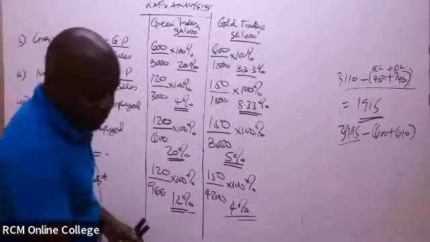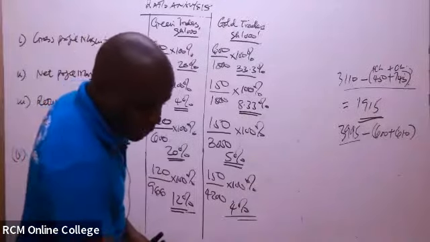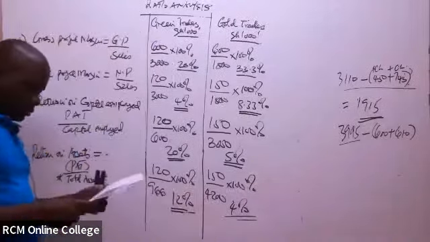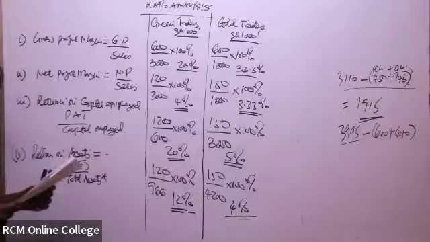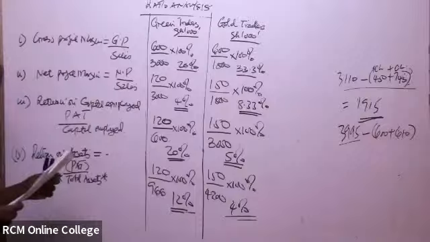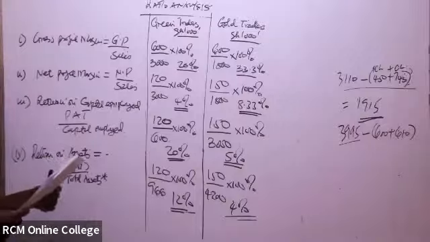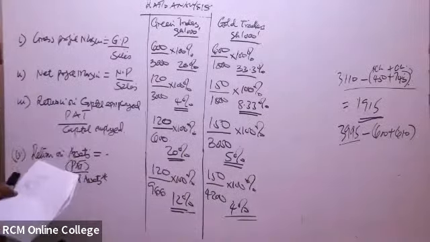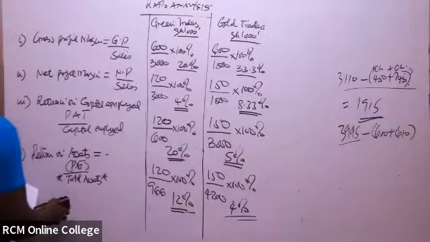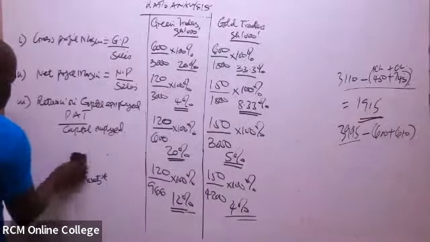Then the next one, you've actually been called upon to compute, in this case, the asset turnover, or the current ratio. First of all, the current ratio.